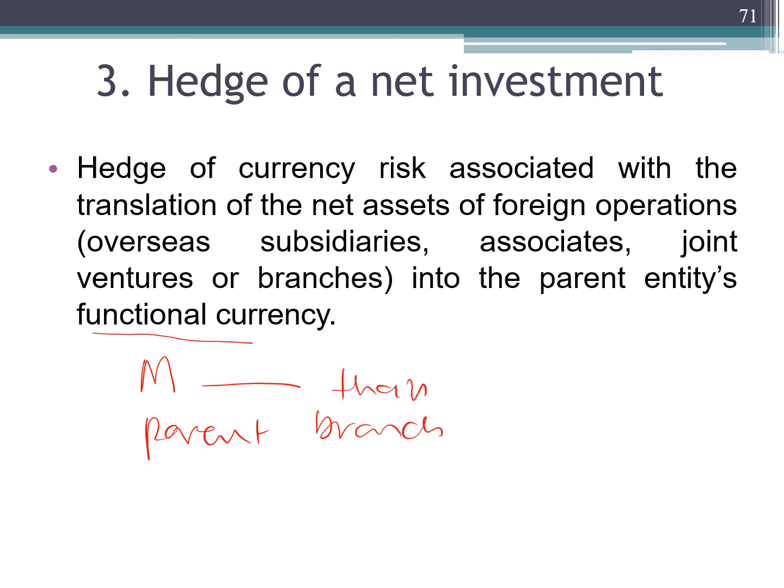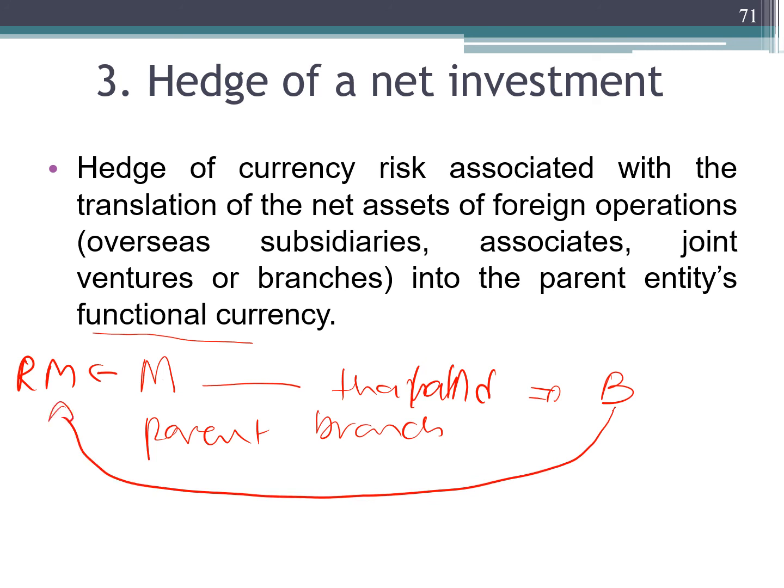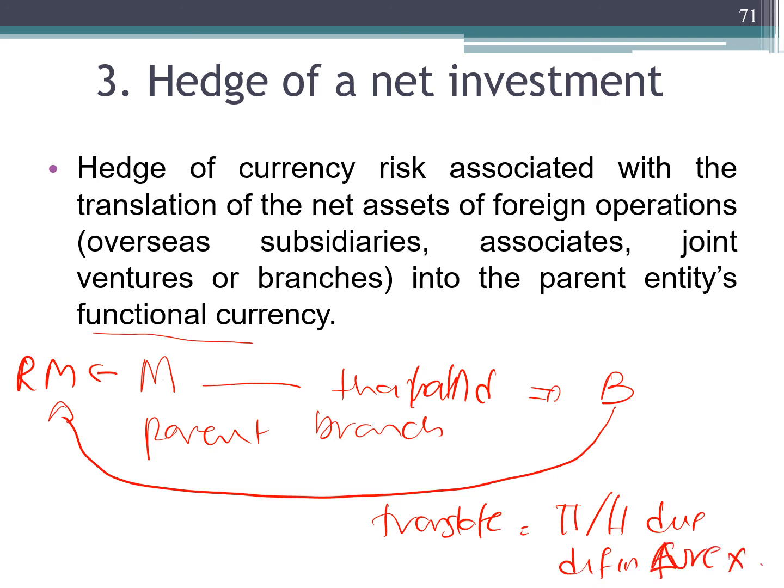Your branch here is in Thailand. So for the Malaysian company, they're going to prepare a financial statement using Malaysian ringgit, and for Thailand, you're going to use baht. At the end of the year, when they want to prepare the financial statement, they need to translate from baht to Malaysian ringgit. When you translate it, you're going to have any gain or loss due to the changes in the foreign currency, forex, foreign exchange.